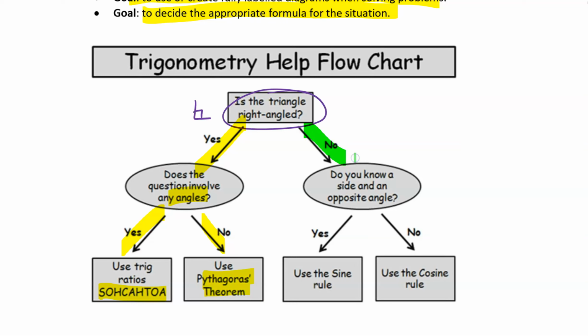Then we have here, well, what if it isn't a right angle triangle? Then, do you have a side and an opposite angle? If you do, sine rule, boom. If you don't, cosine rule. Boom, that's it. That's what we're looking at, and we just need to come up with a diagram, sub in, and see what we got.